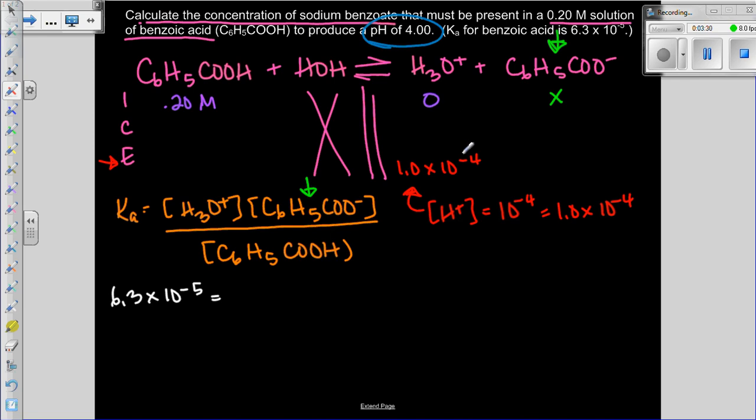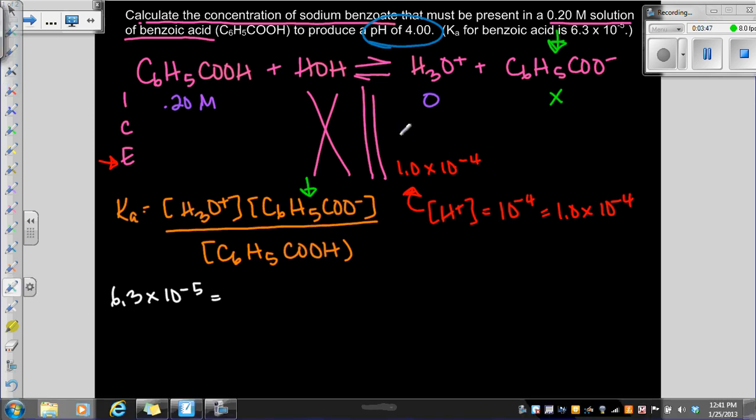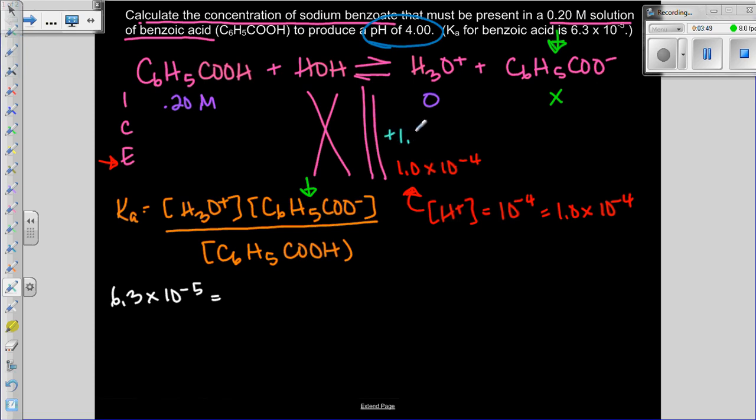Okay, I cannot assume that these two are equal at equilibrium because I don't know that these two values are the same. But I do know that if hydronium ion concentration was 0 and it went to 1 times 10 to the negative fourth, then it has to be going up by that amount. Because benzoate is also a product, it is going to go up by 1 times 10 to the negative fourth. And on the other side of the fence, the benzoic acid is going to go down by 1 times 10 to the negative fourth, I'm sorry.